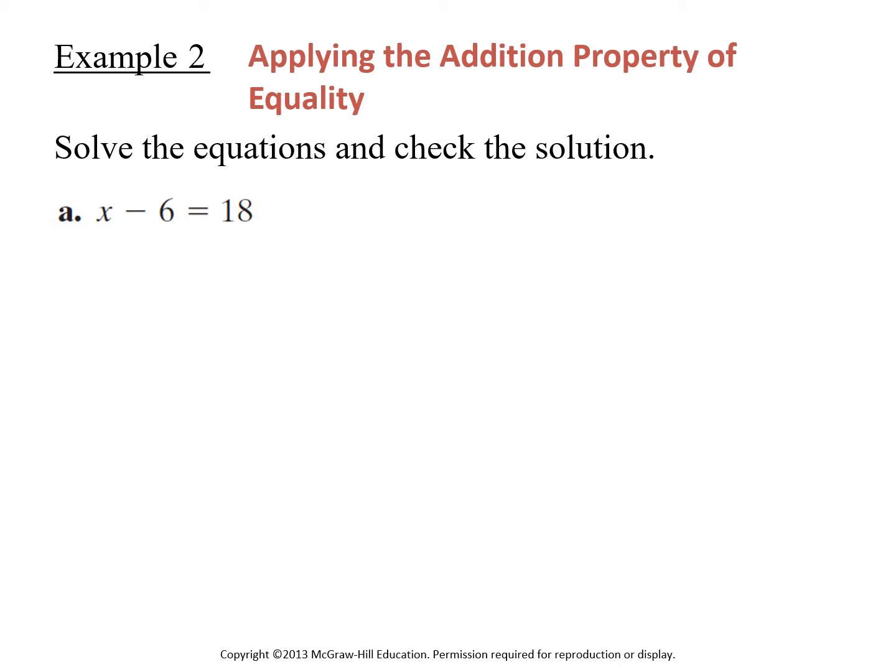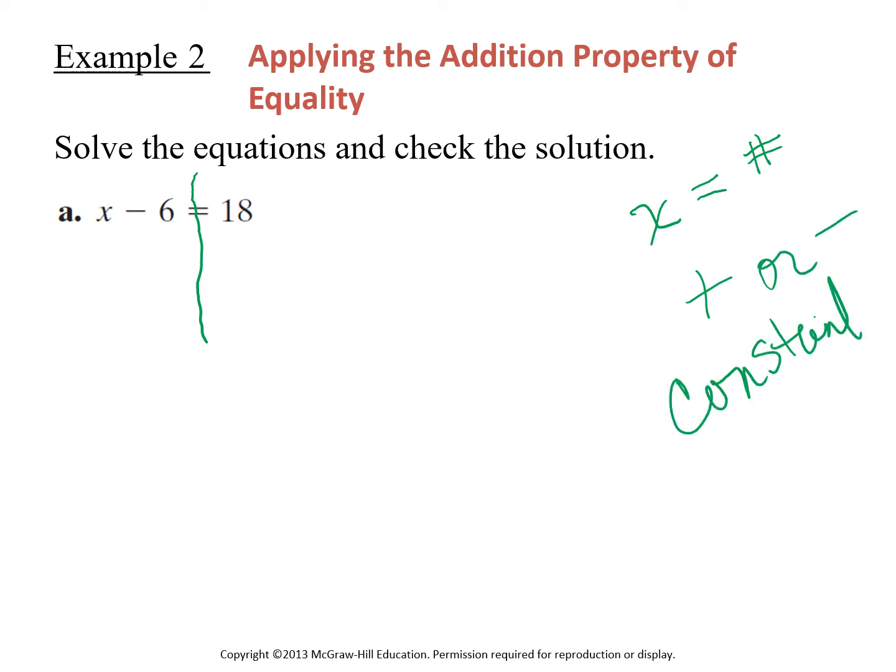So my first equation is x minus 6 equals 18. So my goal is to get the x alone because my solution will look like x equals some number that satisfies this equation. So if we want to get this x alone, the number that we're trying to get rid of is this constant, -6. And we use addition or subtraction to eliminate a constant. So in this case, in order to eliminate -6, I'm going to write +6 underneath it.